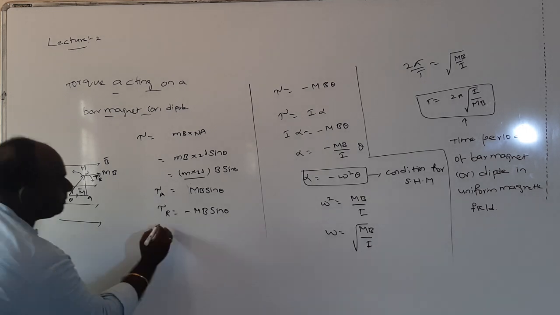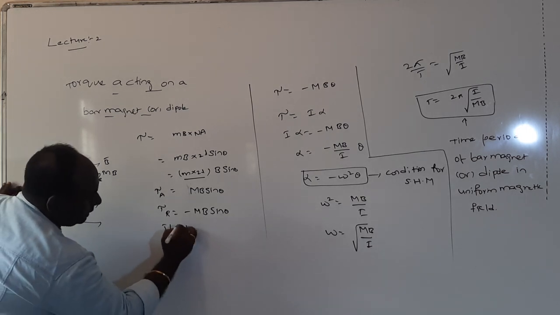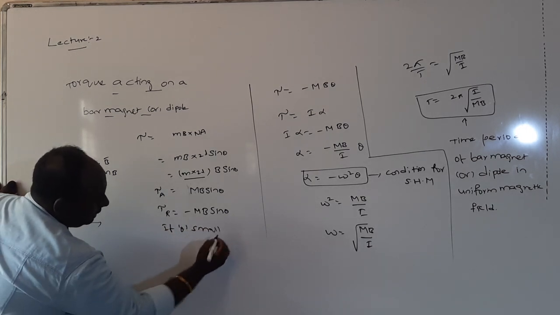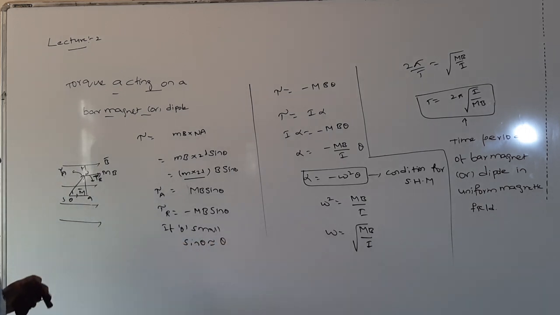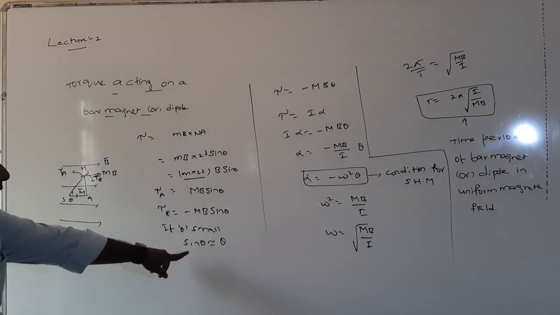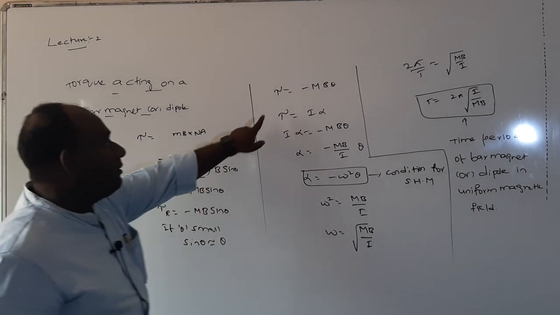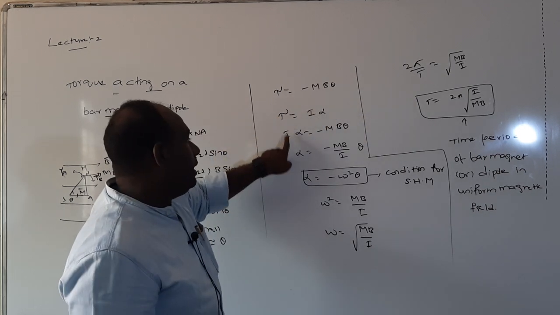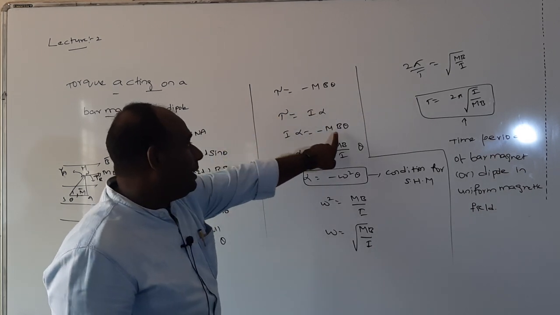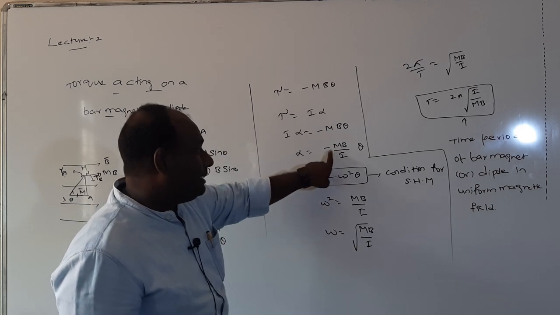If theta is very small, sin theta we can nearly take as theta. So I can get tau is equal to MB theta. What is tau? I alpha. I alpha is equal to MB theta, so alpha is equal to minus MB by I theta.